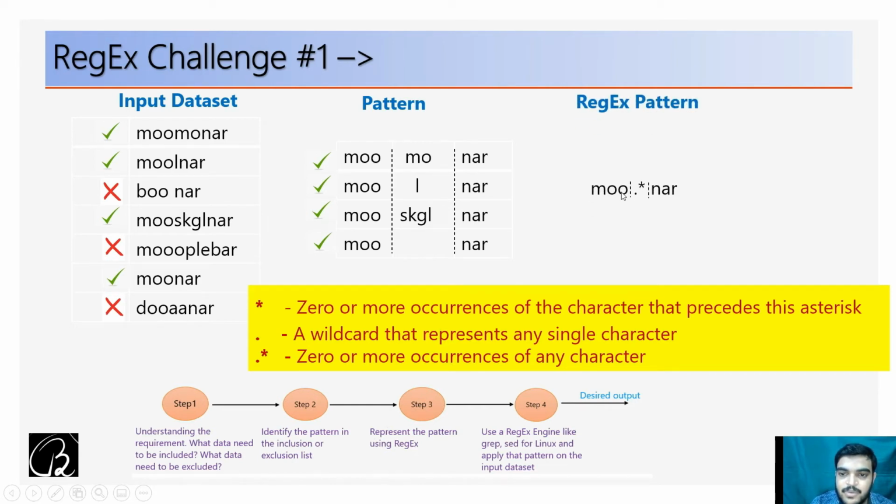So here it starts with mo, ends with nar. In between that we have dot star, meaning any character and any occurrences. So it can allow 0 or more occurrences of any character. Okay, so now this is our final regex pattern. Now in step 4 I am going to use some regex engine in order to apply this pattern on top of this input dataset so as to get the desired output. First I will use the Linux regex engine and then I will use regex101.com. Now let's do that.